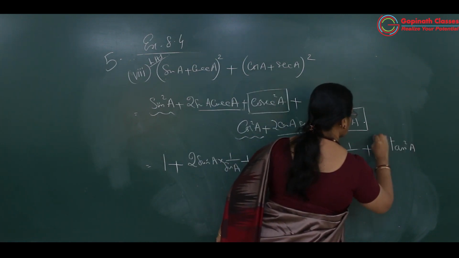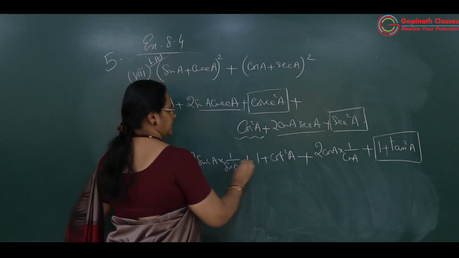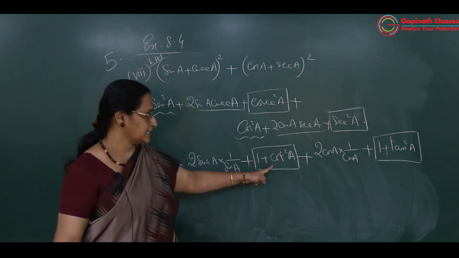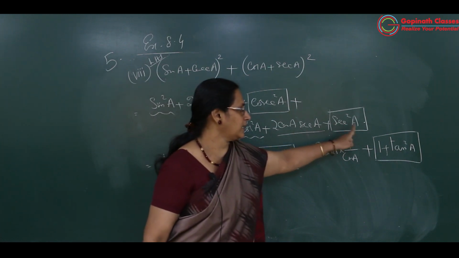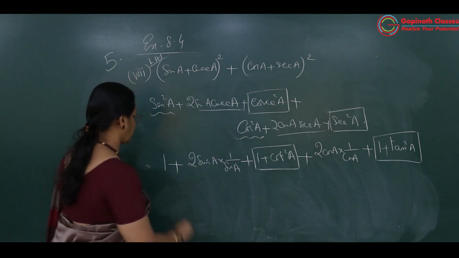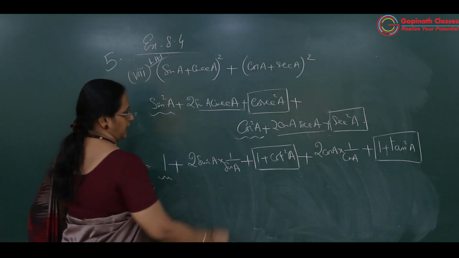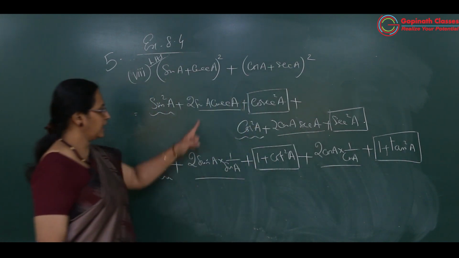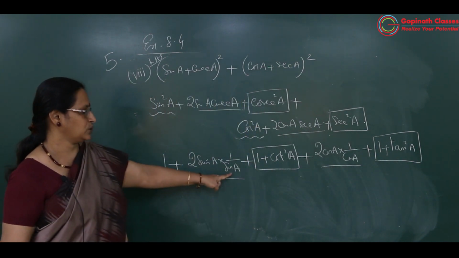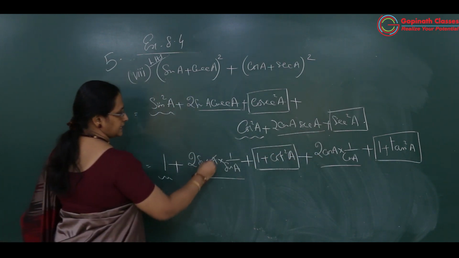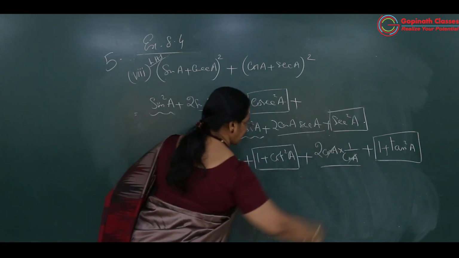I am just using the same boxes here so that you can understand. Cosec square A is converted as 1 plus cot square A, sec square A is converted as 1 plus tan square A, they are identities. Sin square A plus cos square A is 1 and the reciprocal is being used. You can see where I have underlined 2 sin A into 1 by sin A, here 2 cos A into 1 by cos A. Now, you can see sin A gets cancelled, cos A gets cancelled.